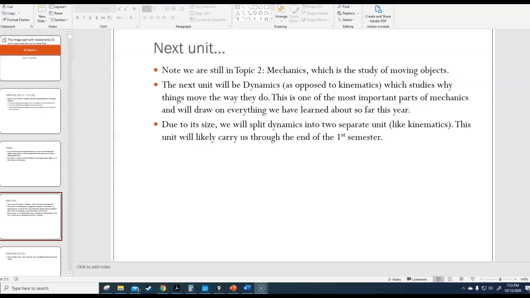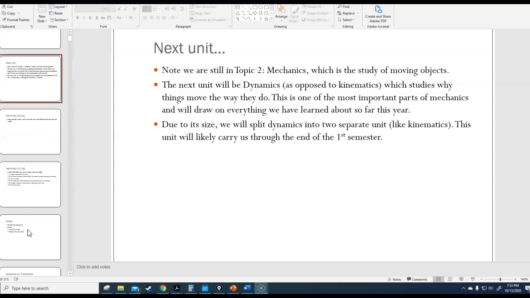Now, due to its size, I typically split dynamics into 2 separate units, kind of like I do with kinematics and projectile motion, and most likely we will be doing dynamics through Christmas. Usually by this point in the semester we have 2 units left. Newton's laws take a long time to get through, and then after that we will do a second unit just for Newton's second law, which is probably the most important law in all of mechanics. Hopefully, if everything goes okay with timing, we will be done in time for Christmas by the time we finish dynamics. And then when we come back from Christmas, we'll still be doing mechanics, so that's fun.